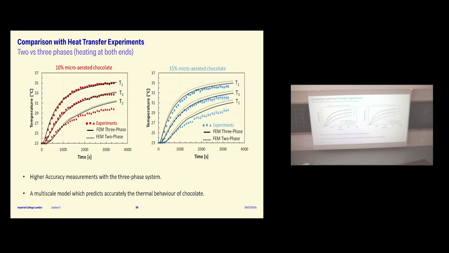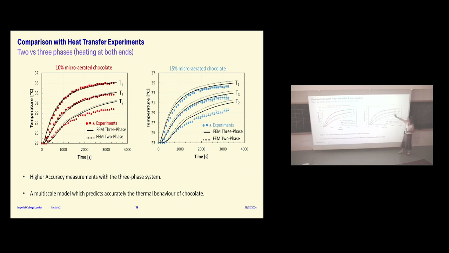Okay, and these are the final results. Basically, now we know what the effective thermal properties are from the microscale, and we feed them to the macroscale, the beam, which is heated at 2 different temperatures at the 2 ends. And we get the black lines, 3-phase and 2-phase models, and the experiments as the dots for 10% and 15%.